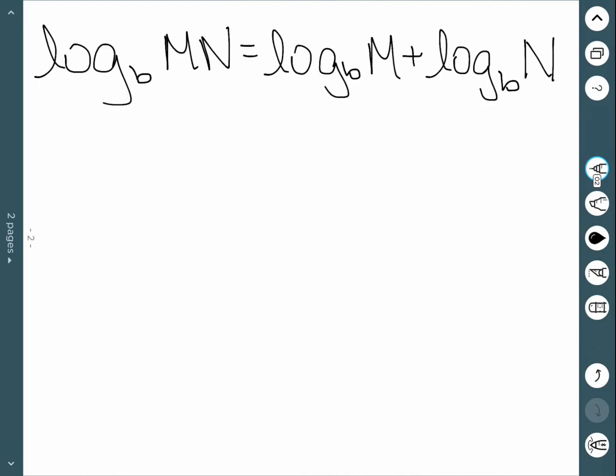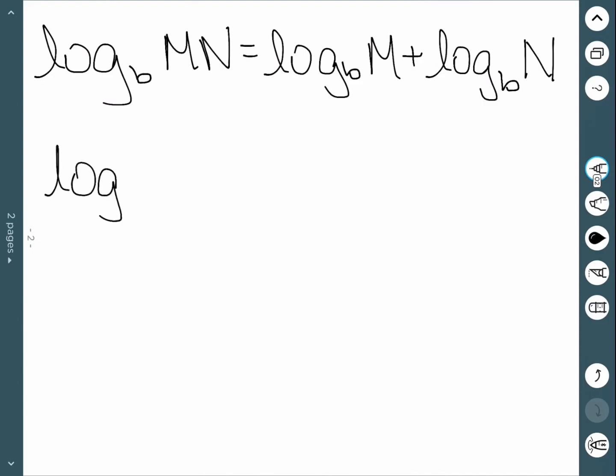Our first one relates to the additive property of whenever you multiply things with the same base, you add their exponents. And this says log base b of mn is equal to log base b of m plus log base b of n. So this is our related property. And we can use this.